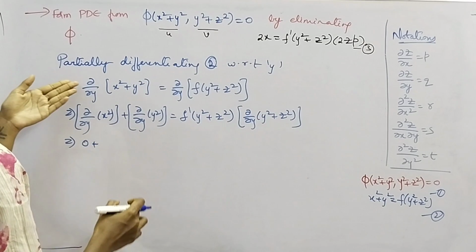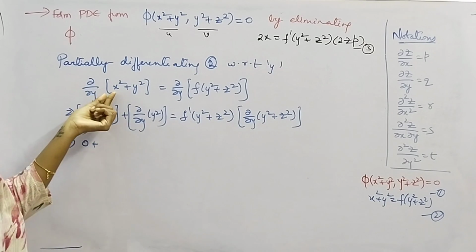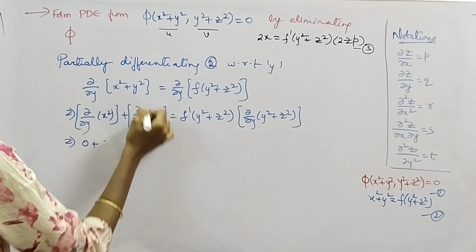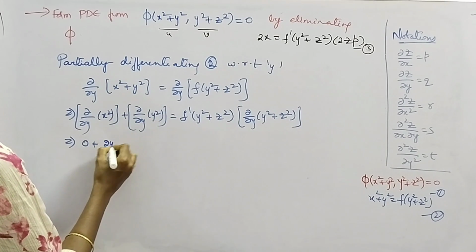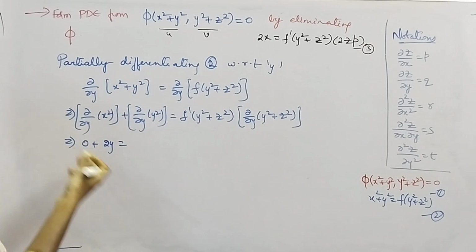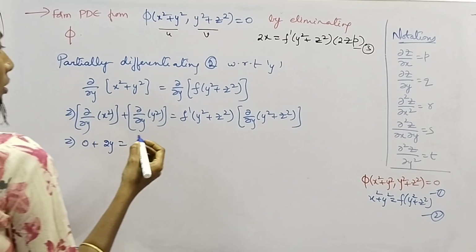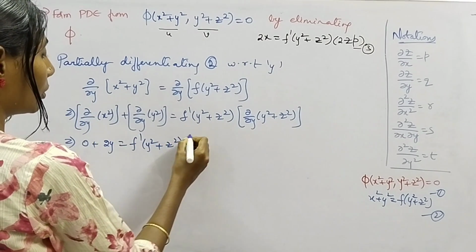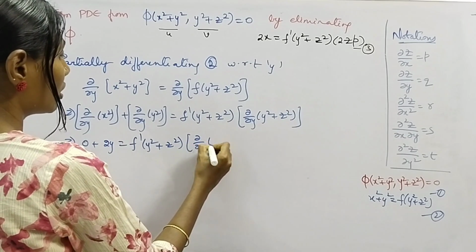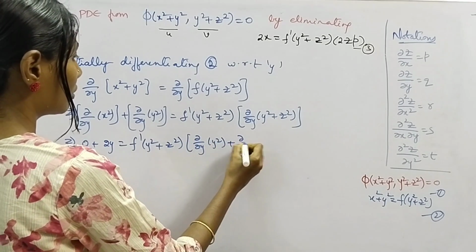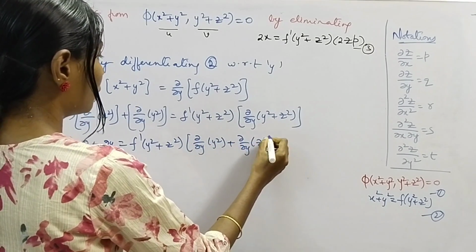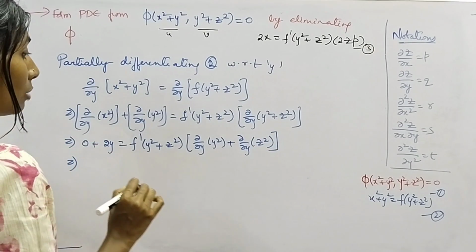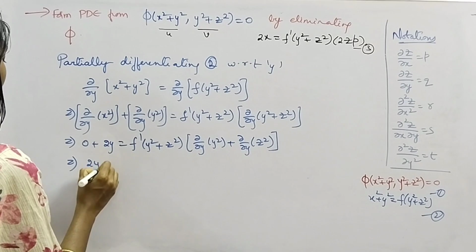Instead of writing this step, by looking at this we can say that 0 plus 2y. Okay. And partial derivative of y square with respect to y is 2y. We can skip these two steps and write directly. Equal to f dash of y square plus z square into partial, here also you can do directly, but I am writing step by step so that it can help some students.